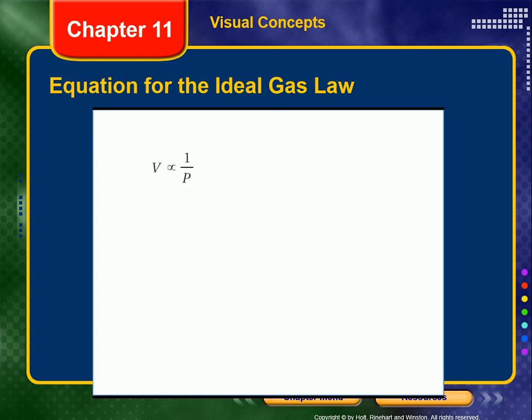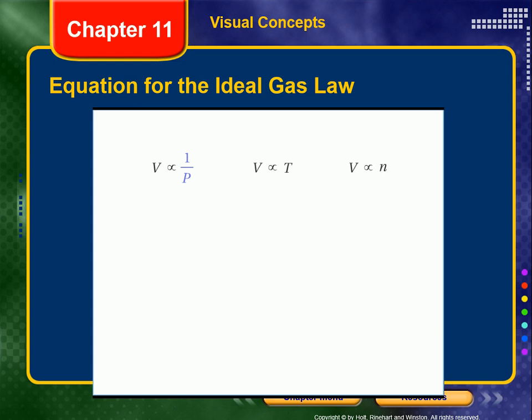Boyle's law states that, at constant temperature, the pressure and the volume of a gas are inversely proportional to one another. Charles's law states that, at constant pressure, the volume of a gas is proportional to its absolute temperature. From Avogadro's law, it can be deduced that, at constant pressure and temperature, the volume of a gas is proportional to the moles of gas present.